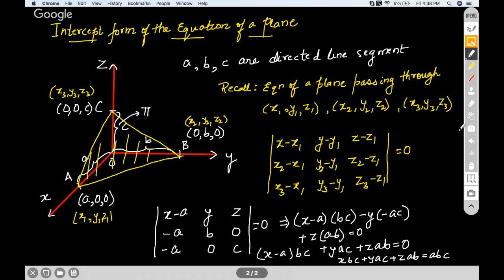Okay, and if you divide throughout by ABC, we are going to get the final equation as x by a plus y by b plus z by c equal to 1. And you would realize that this is very much similar to the equation of a line in 2D in intercept form. At various stages, planes bear a close resemblance to lines in 2D. This is just yet another example where you realize that it is very similar to x by a plus y by b equal to 1, the equation of a line in intercept form in 2D.